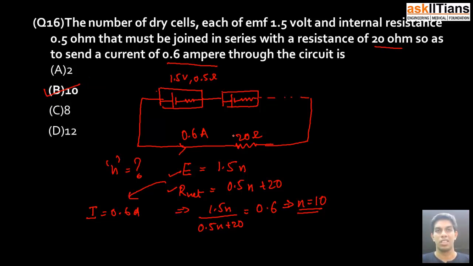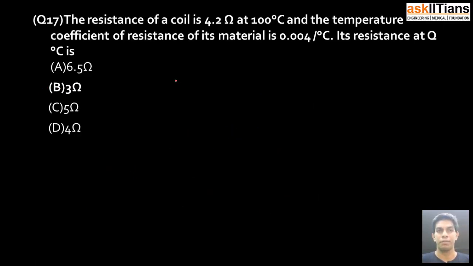So moving on to the 17th question. It says the resistance of a coil is 4.2 ohm at 100 degrees Celsius, and the temperature coefficient of resistance of its material is 0.004 per degree Celsius. Its resistance at 0 degrees Celsius is? So we know that RT, that is resistance at a particular temperature, is equal to R naught (1 plus alpha del T), del T denoting the change in the temperature, and alpha the temperature coefficient of resistance.